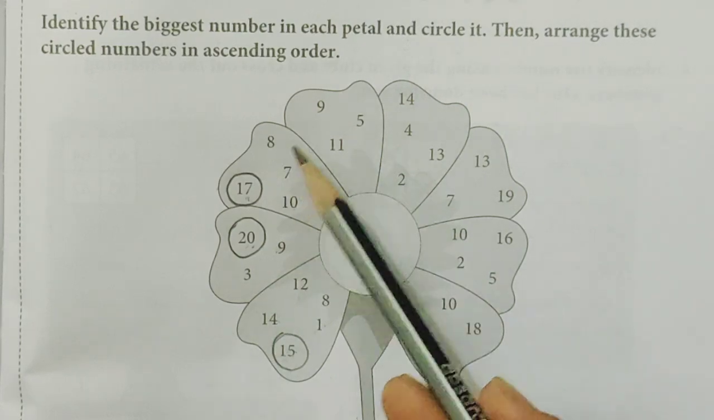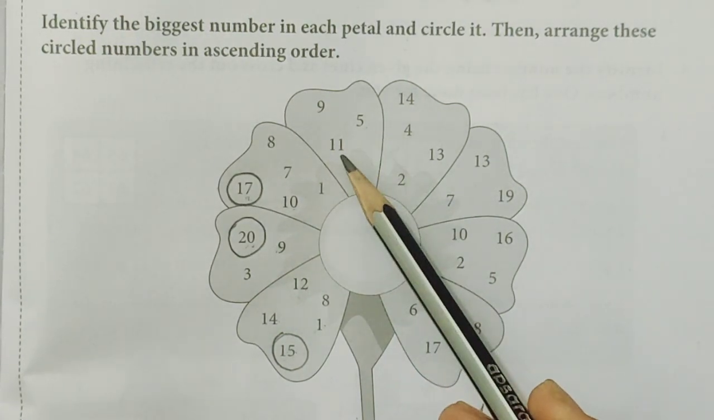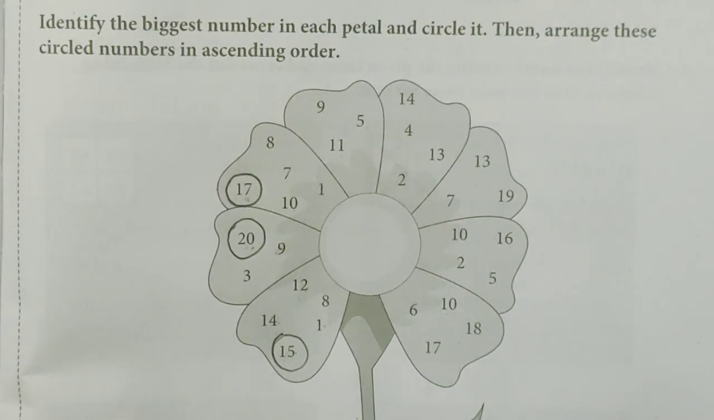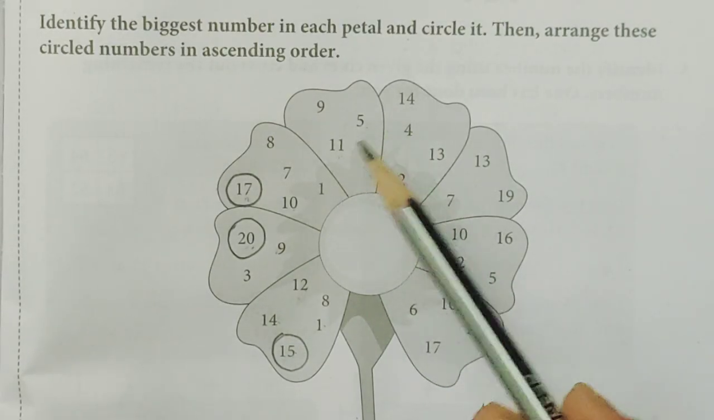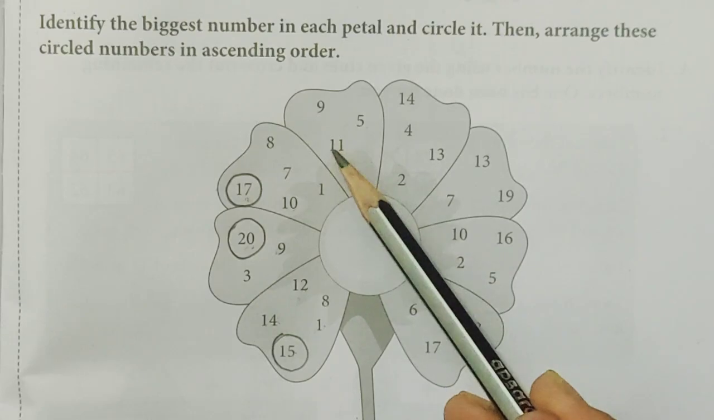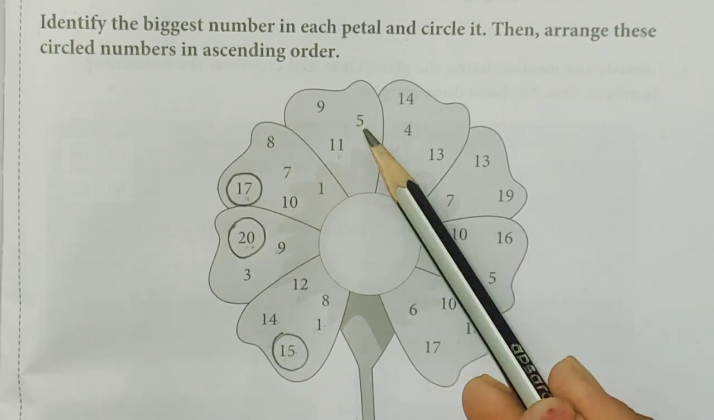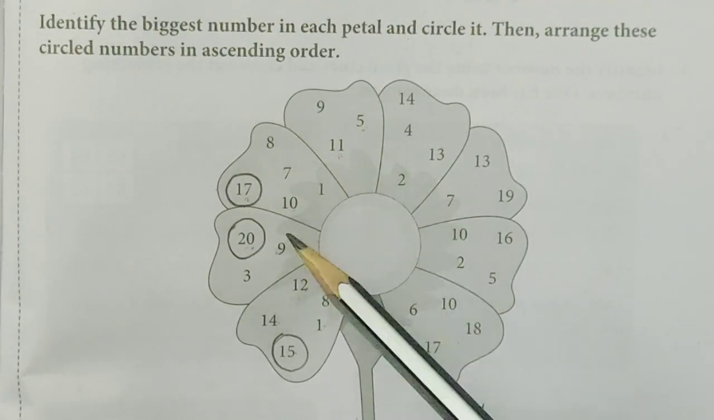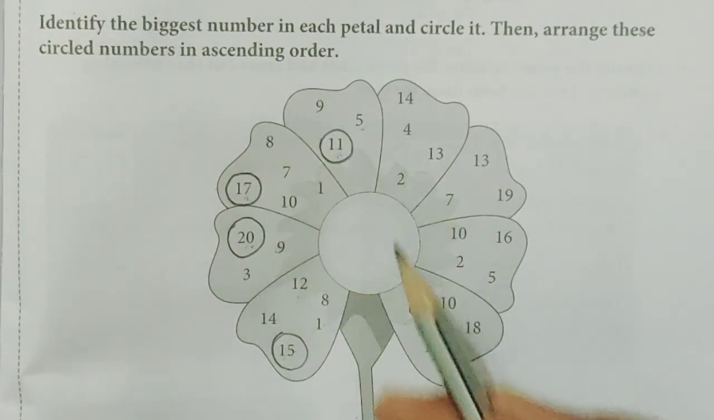Now see here, in the fourth petal the numbers are 9, 5, 11. Now tell me which number will be the greater? 11, because it is a 2-digit number. That means a two-digit number. 9 and 5 are 1-digit numbers. Only one 2-digit number is there. Okay, so 11 is the biggest number in this.